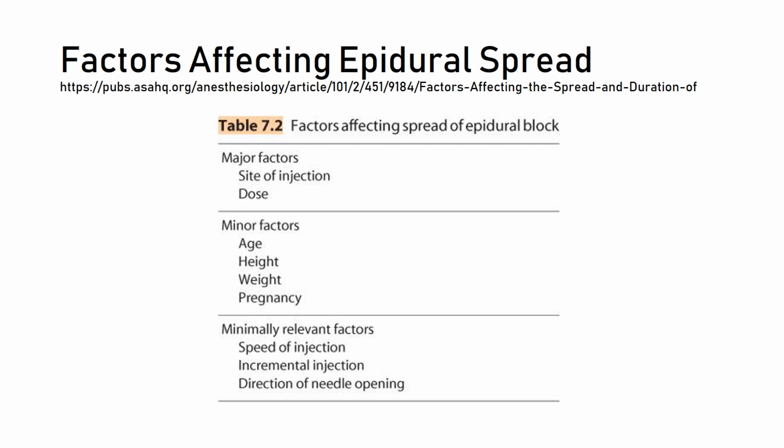Minimally relevant factors include speed of injection. Some folks have shown that a faster rate of injection will spread the epidural block further, although it's a very small factor. Also, direction of the needle has been shown to very minimally affect the rate of epidural spread. Obviously, with the needle directed in the direction of the spread, it will go that way.